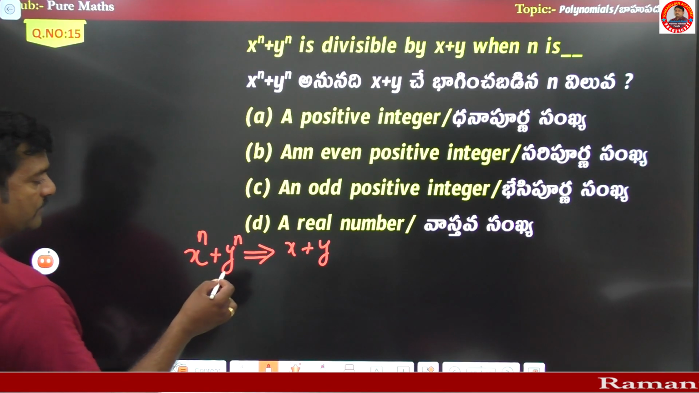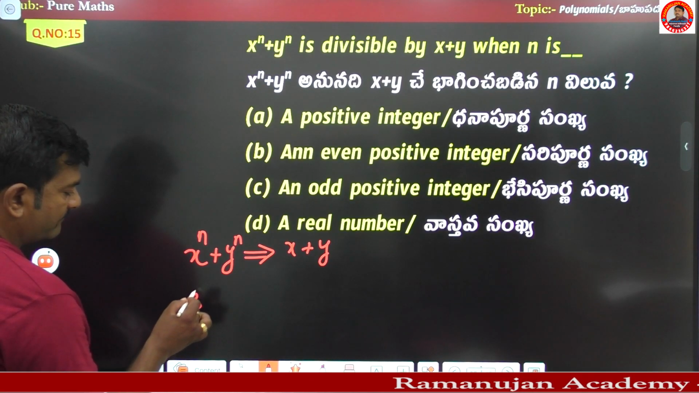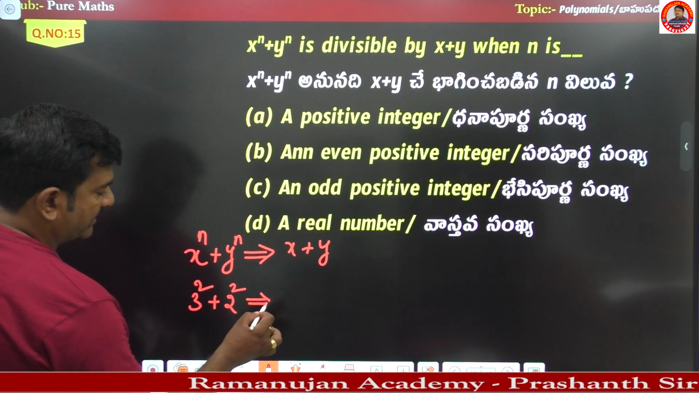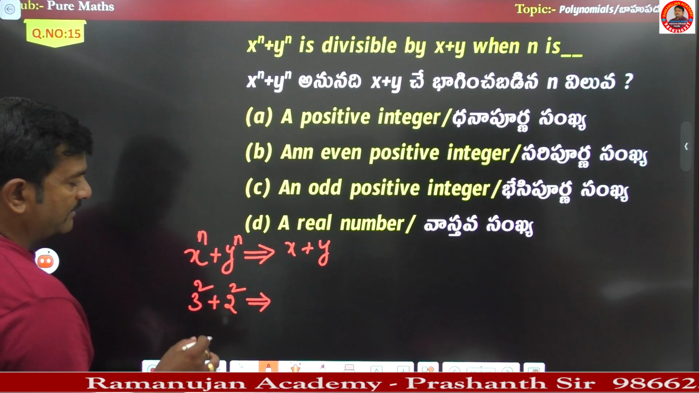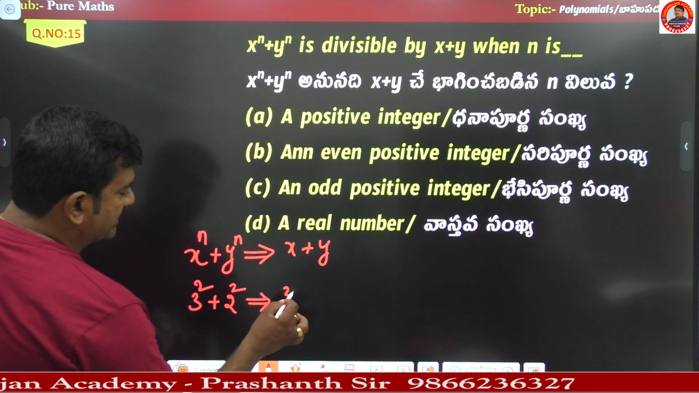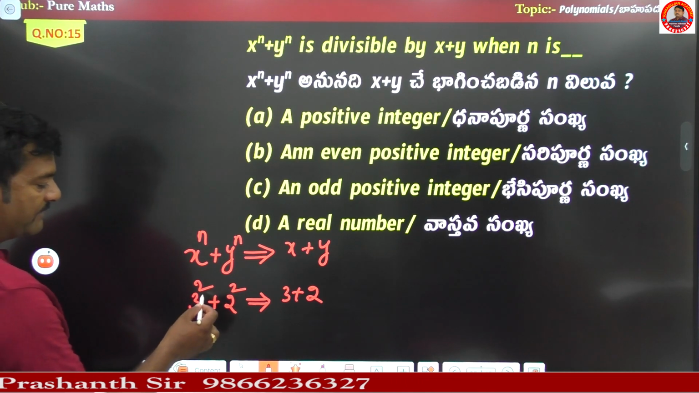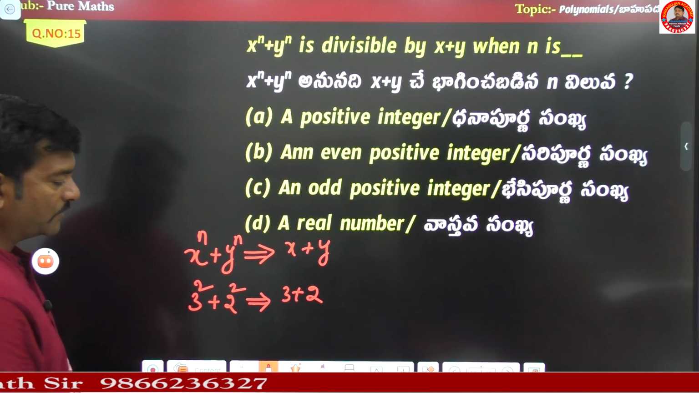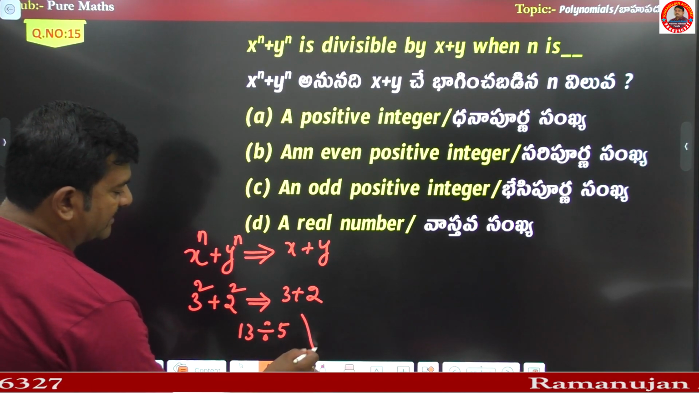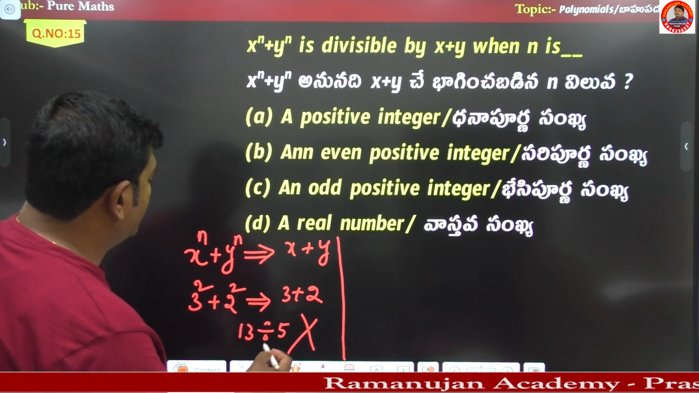Now what we do is we are going to put n equal to even numbers and check. For example, 3 power 2 and 2 power 2. X, y values I am taking randomly, but focus on n values only. N values are even numbers. So this has to be divisible by 3 plus 2. We will check whether it is divisible or not. 3 square is 9, 2 square is 4, 9 plus 4 is 13. Is 13 divisible by 5 exactly? No. That's why n may not be an even number. N may be an odd number.